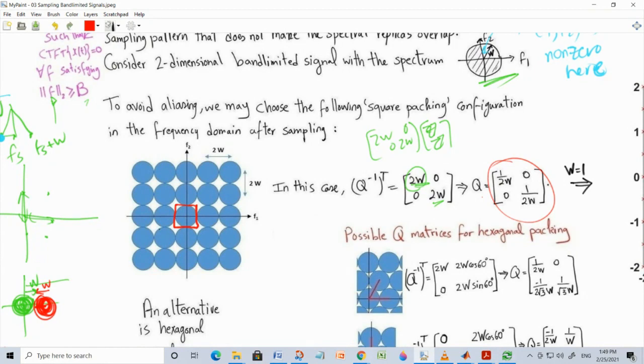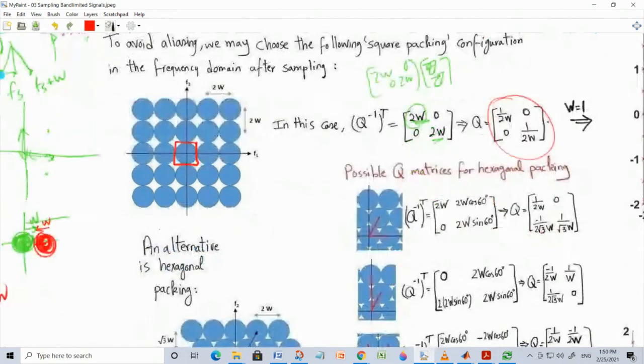And so in principle you can reconstruct your continuous time signal by doing a filtering operation. You have a 2-dimensional filter that will focus around the origin and will extract the original CTFT, suppressing the aliases, suppressing all the other replicas. But you know, in 2 dimensions, you have more degrees of freedom, and this will also be a feature of higher dimensional signals. So I can also choose a Q inverse transpose matrix that causes no aliasing, but is different from this.